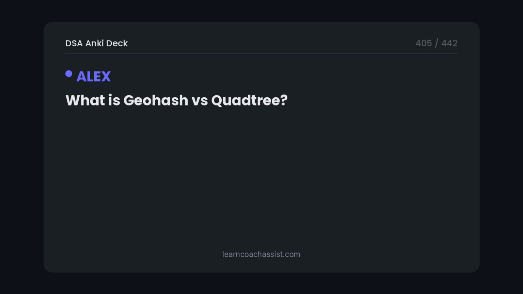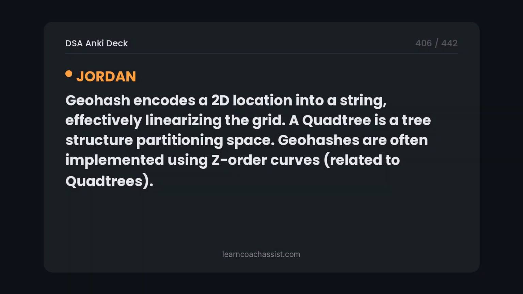What is geohash versus quadtree? Geohash encodes a 2D location into a string, effectively linearizing the grid. A quadtree is a tree structure partitioning space. Geohashes are often implemented using z-order curves, related to quadtrees.